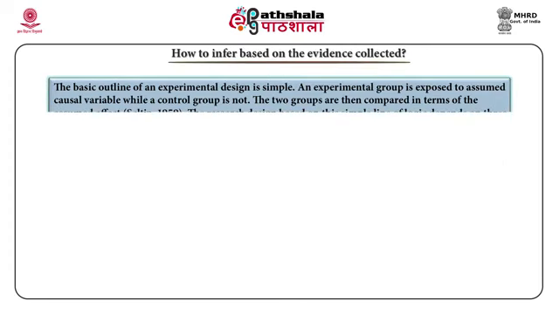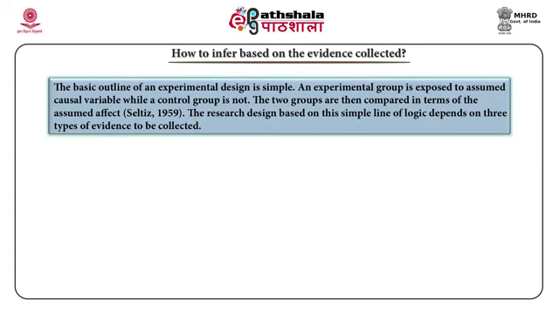The basic outline of an experimental design is very simple. An experimental group is exposed to an assumed causal variable while a control group is not. The two groups are then compared in terms of the assumed effect. The research design based on this simple line of logic depends on three types of evidence to be collected, and on how to infer based on the evidence collected.